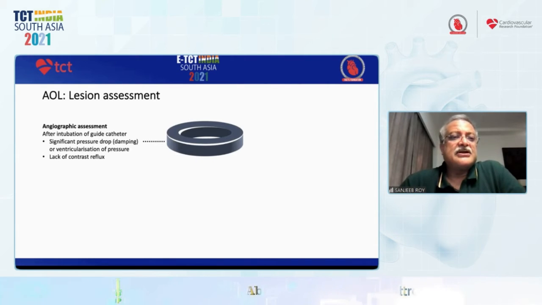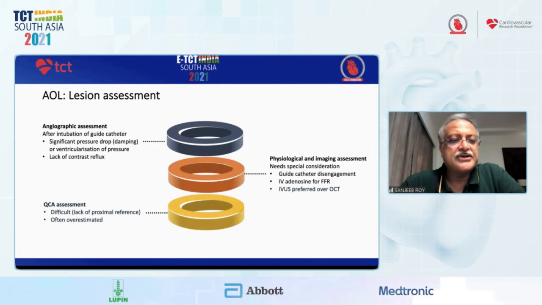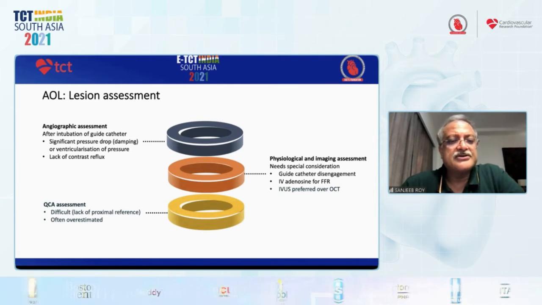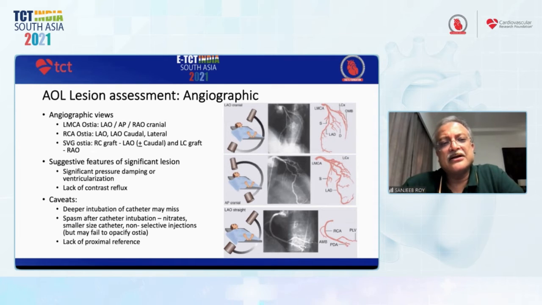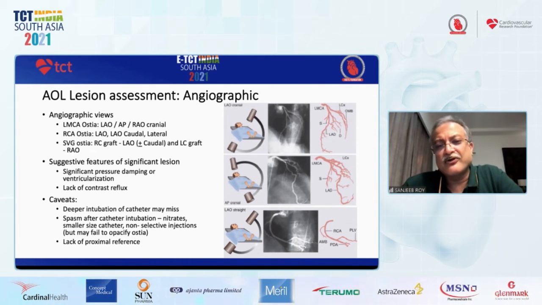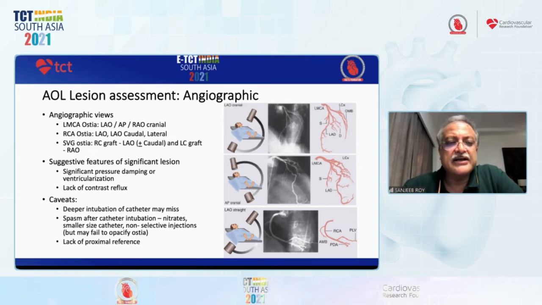The lesion assessment may be based on angiography, physiological assessment, or QCA, but QCA is always overestimated because of the lack of reference. For angiographic assessment, one has to ensure that the left main ostia is profiled without any foreshortening. The suggestive features are significant damping or ventricularization of the pressures and lack of reflux. However, sometimes when we deeply intubate the catheter, we might miss the osteal stenosis. We have to rule out spasm.